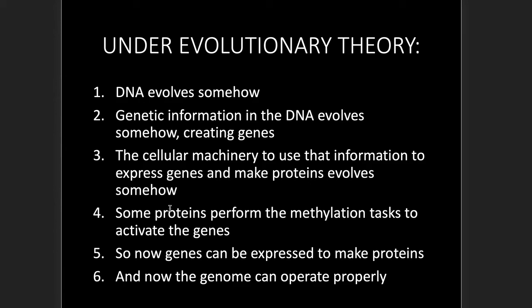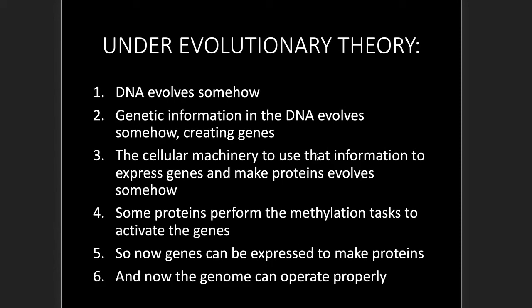You're using the genes, you're making proteins. Some of those proteins are going to do that work, do that methylation work. There was that removing and adding the methyl groups to activate or deactivate the genes. So now the genes can be expressed to make proteins, and now the genome can operate properly because of this methylation. But wait a minute. Something's wrong here. I said up here in item number 3 that you were going to make proteins. So you're making proteins that can now do methylation tasks so that you can now make proteins.